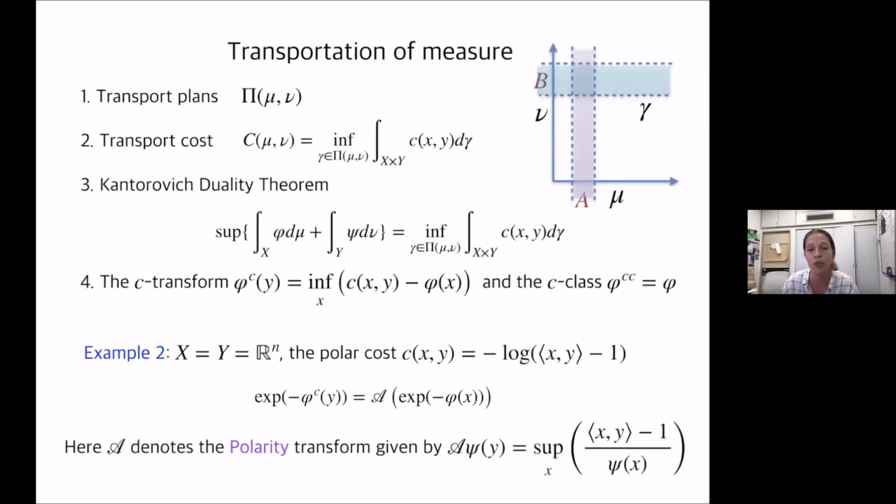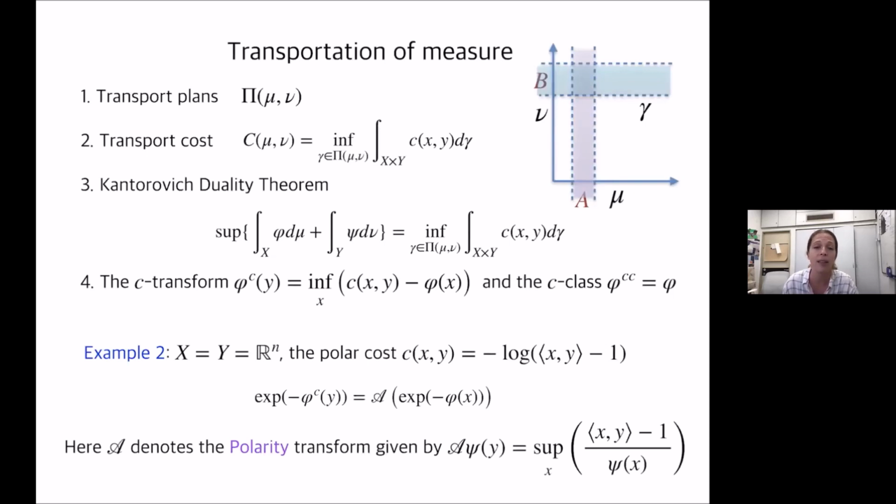Okay, the polarity transform A of psi is the supremum of (x dot y minus 1) over psi. This is a transform from convex functions. Well, it's defined on any function, but you always get a convex function which is non-negative and vanishes at the origin. These functions are called geometric convex functions. And the C class is thus not geometric convex functions, but actually minus logarithms of geometric convex functions. This is the C class associated with this polar cost.